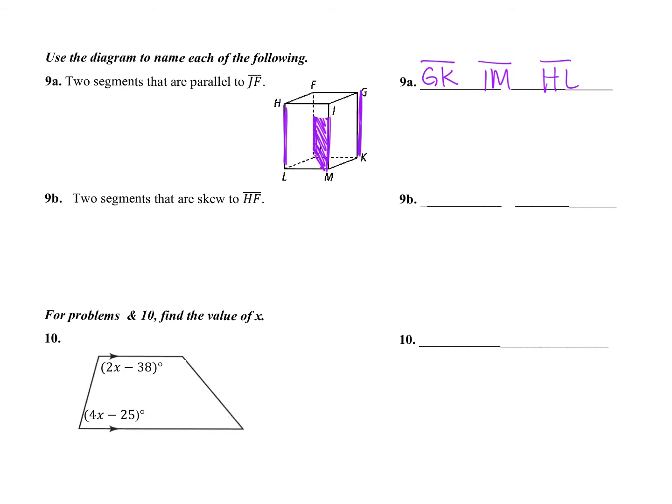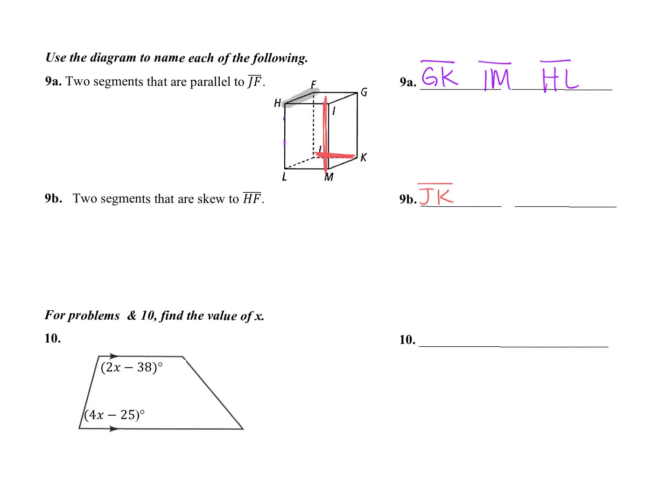Okay, this one. Now we want skew. Tell me what skew means. It's like perpendicular? It doesn't have to be perpendicular, but not touching and not in the same what? Plane, okay? So if you look at HF, here's HF. What line would be skew to HF? JK would be one. Never going to touch it, but not parallel, not in the same plane. So JK would work. What else?